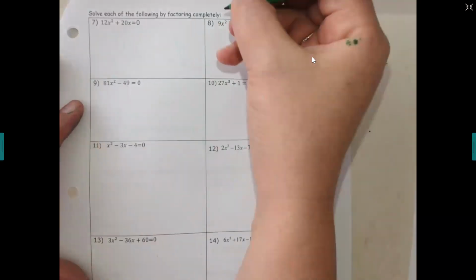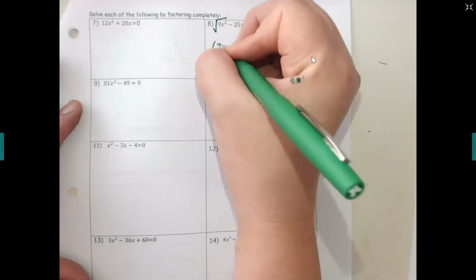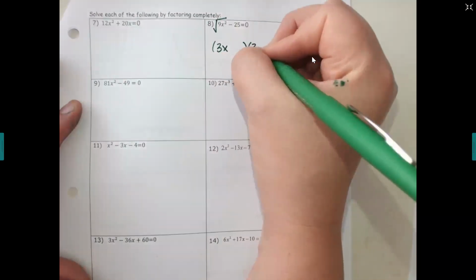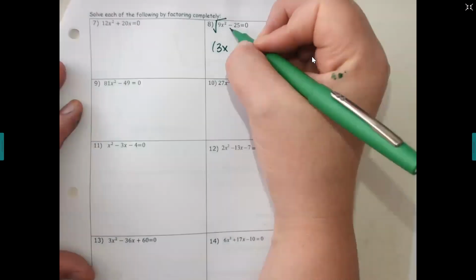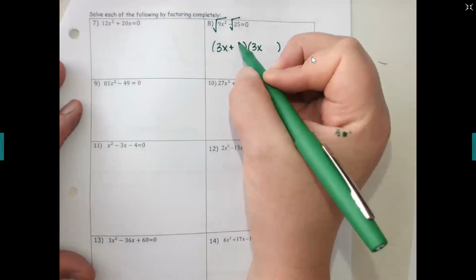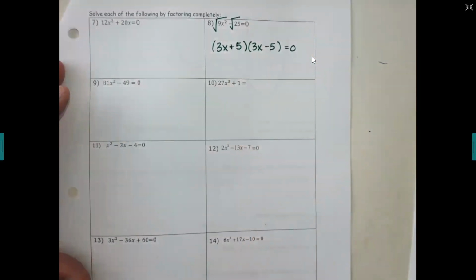Okay, what is the square root of 9x squared? 3. Okay, so I'm gonna do 3x and 3x. What is the square root of 25? Plus or minus 5. And remember, you have to do one of each equal to 0.